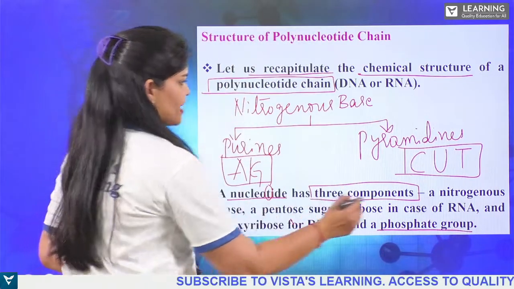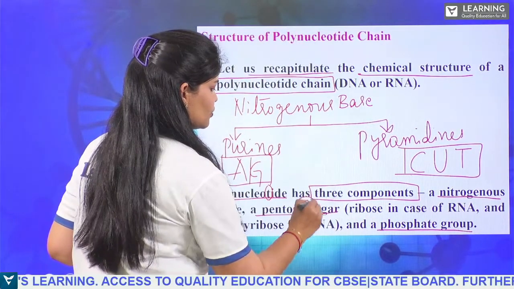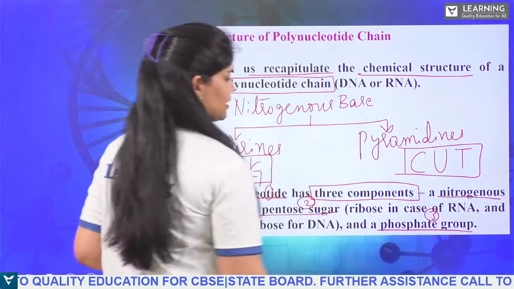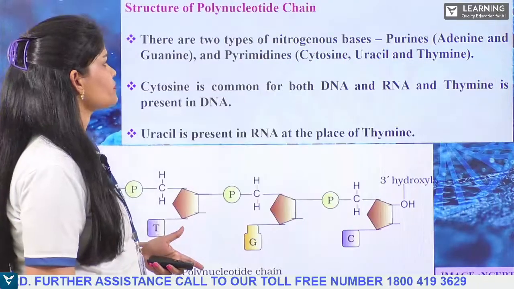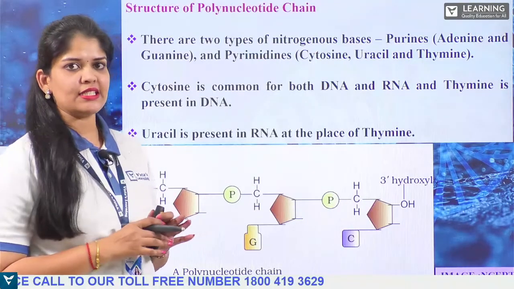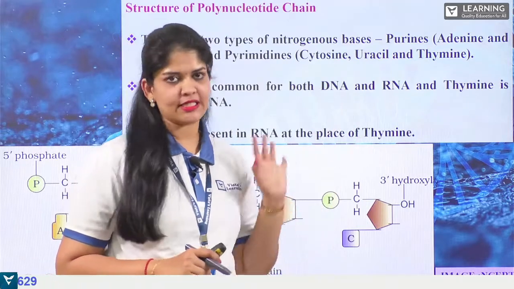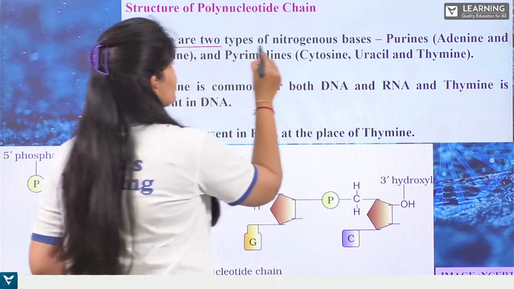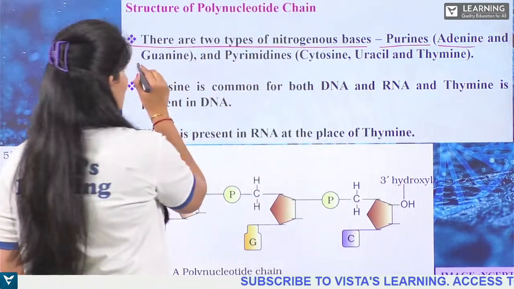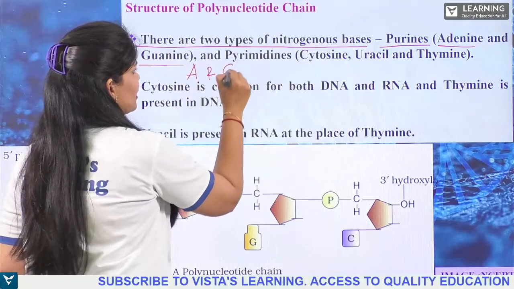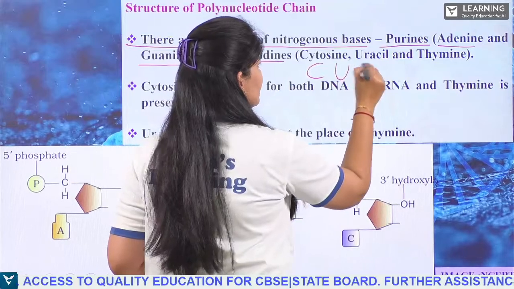So nitrogenous base 1, pentose sugar 2, phosphate group 3. Three components that are present in a nucleotide, right? Just now we discussed that the nitrogenous bases are of two types, purines and pyrimidines. Purines: adenine and guanine. Pyrimidines: cytosine, uracil, thymine.